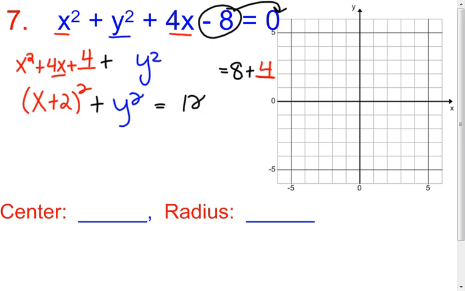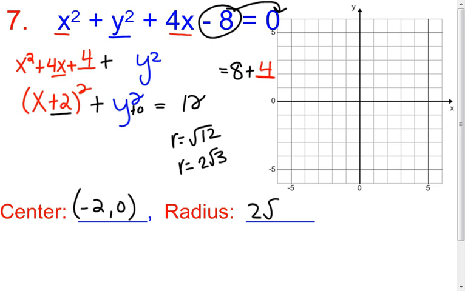Okay? So now, you can see that your center comes from here, and this is like plus 0 back here. So your center will be -2, 0. And then your radius will be the square root of 12, which when you break that down, your radius will become 2 root 3. Okay? So that's the technical term for your radius.